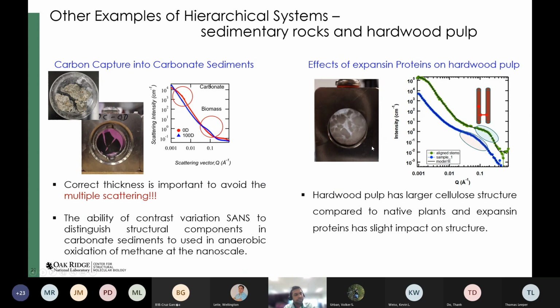Another example I'm showing here is the effect of expansin protein in hardwood pulps. The real-life challenge of this kind of sample is that these are like cotton fibers, so they really trap air bubbles. So instead of injecting the solvent through the openings of the cells, I had to first pack the sample, then put some drops of water on the sides of the second window, flip it over, and tighten the cells.